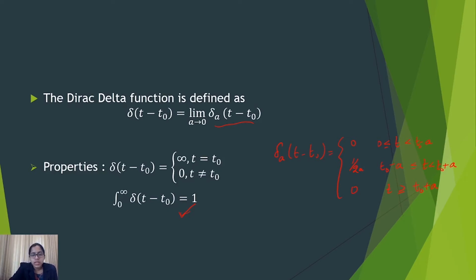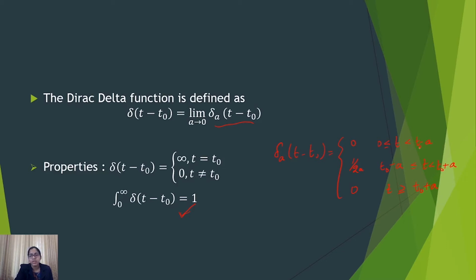So t equal to t dot is only possible in this interval, right? When a is 0. That is, when a tends to 0, the limiting value of delta a, 1 by 2a, will be infinity. In these two cases there is no possibility of t attaining the value t dot, right? Because t is either 0 or lies between, taking all values which are strictly less than t dot minus a.